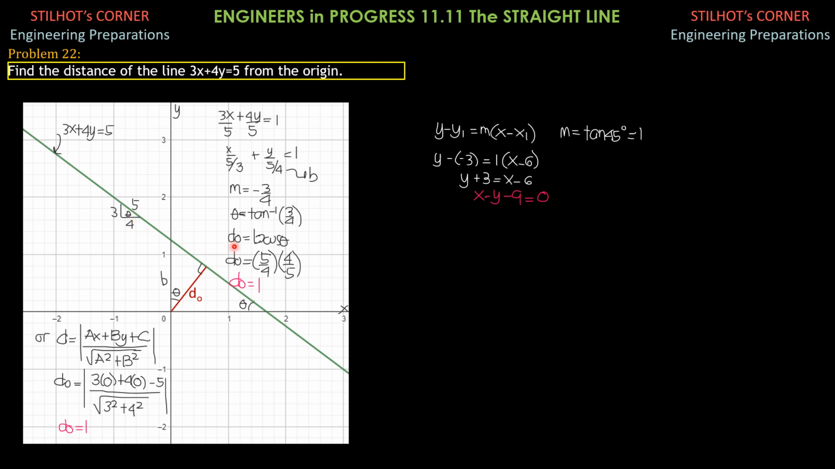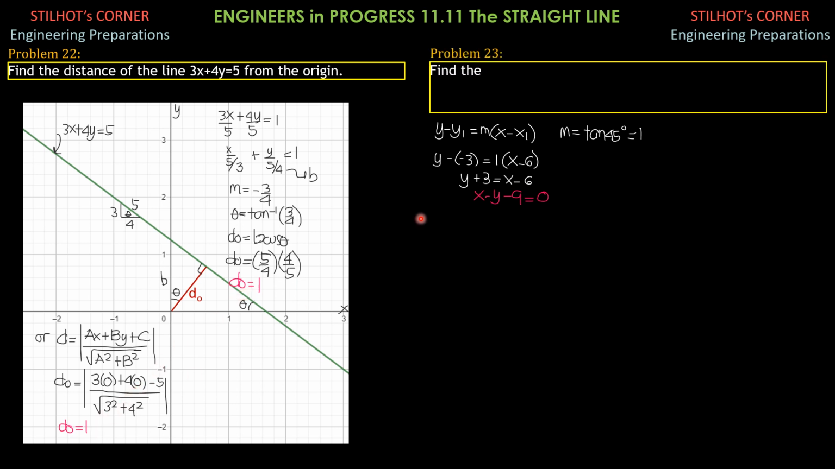So that's why distance DO, distance from the origin, or distance of the line from the origin, is equal to hypotenuse B times cosine theta. Or cosine theta is DO over B, so that's why DO is B cosine theta. So B is 5/4, y-intercept, and cosine theta from this triangle is 4 over 5. So that's why 5/4 times 4 over 5 is indeed 1.